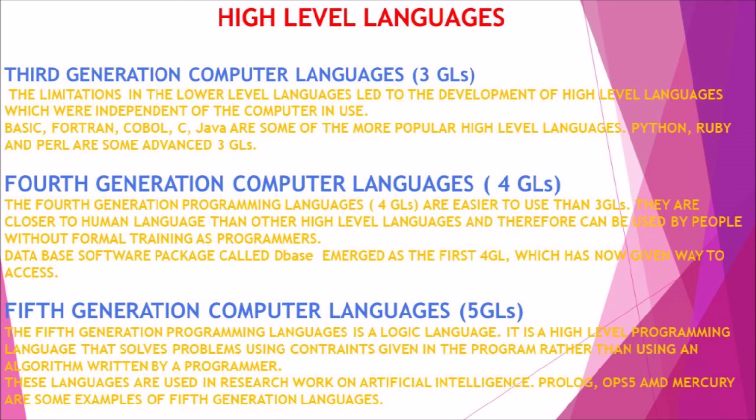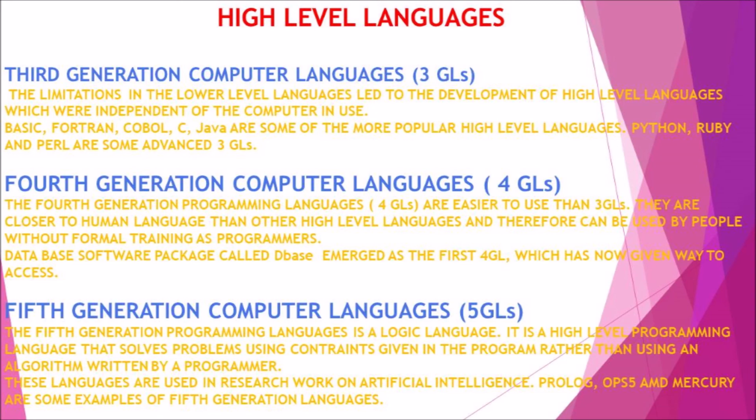So in the third generation, they developed some of the languages like BASIC, Fortran, COBOL, C++, and Java. All these come under the third generation computer languages. Even Python, Ruby, and Perl are some of the advanced third generation computer languages.